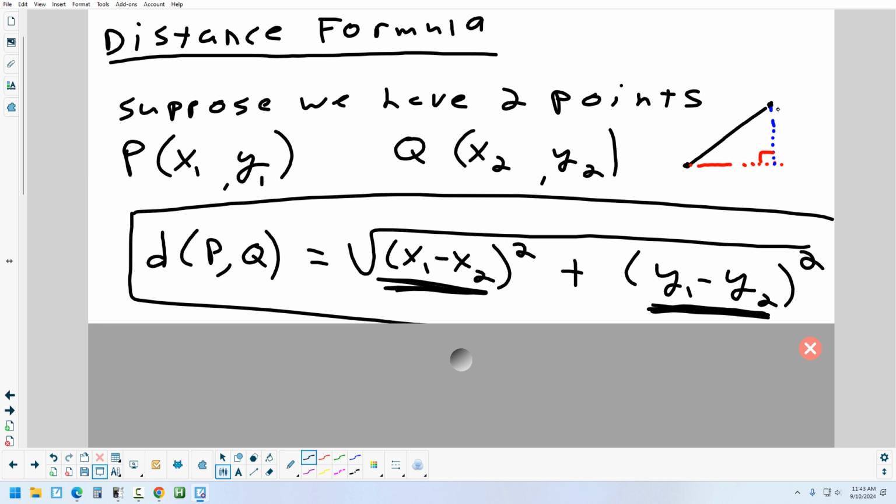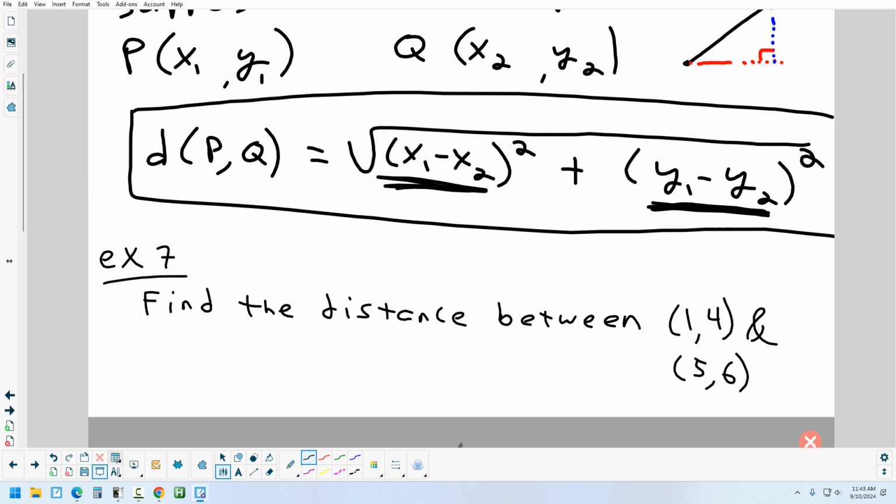Okay, so if you ever forget the distance formula, but you know the Pythagorean theorem, well then you didn't forget the distance formula. It's the same theorem. All right. So let's see if we can find the distance between those 2 points.